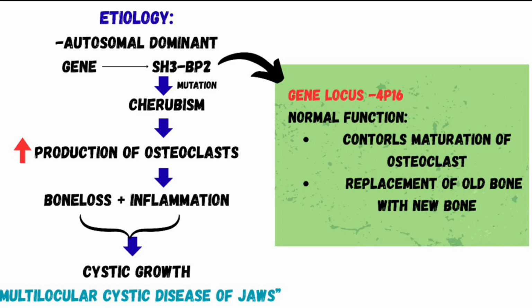This abnormal bone loss combined with inflammation from excessive SH3BP2 protein causes cyst-like growth to develop in your jaws and hence described as multilocular cystic disease of the jaws.